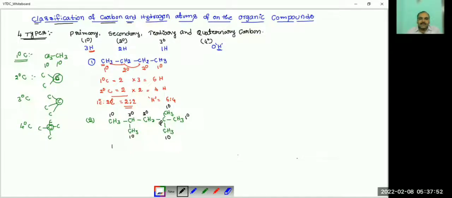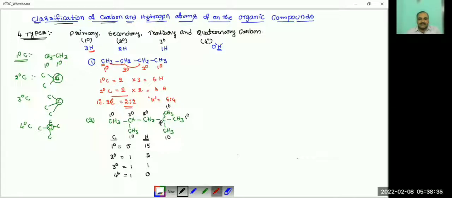Here, the primary carbon atoms are 1, 2, 3, 4, 5. Primary carbon atoms are 5. Secondary carbon atoms are 1. Tertiary carbon atoms are 1. Quaternary carbon atoms are also 1. Then how to find the hydrogens? Each primary carbon contains 3 hydrogens, so 15 hydrogens. And here 2 hydrogens, 1 hydrogen, and there is no hydrogen at quaternary carbon.